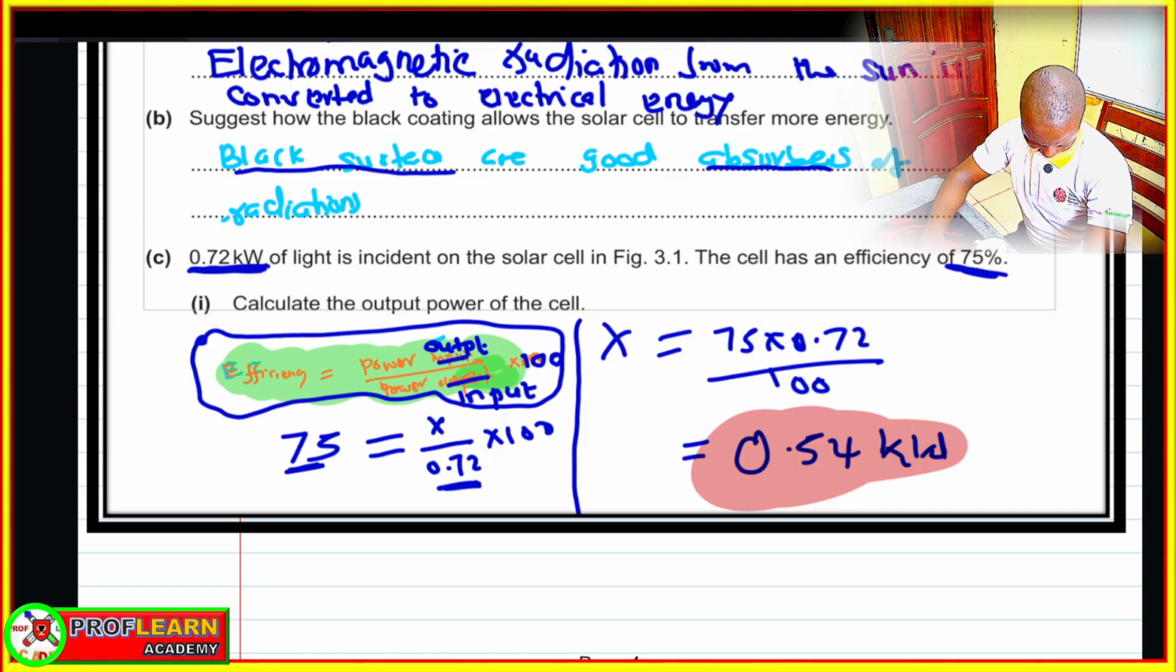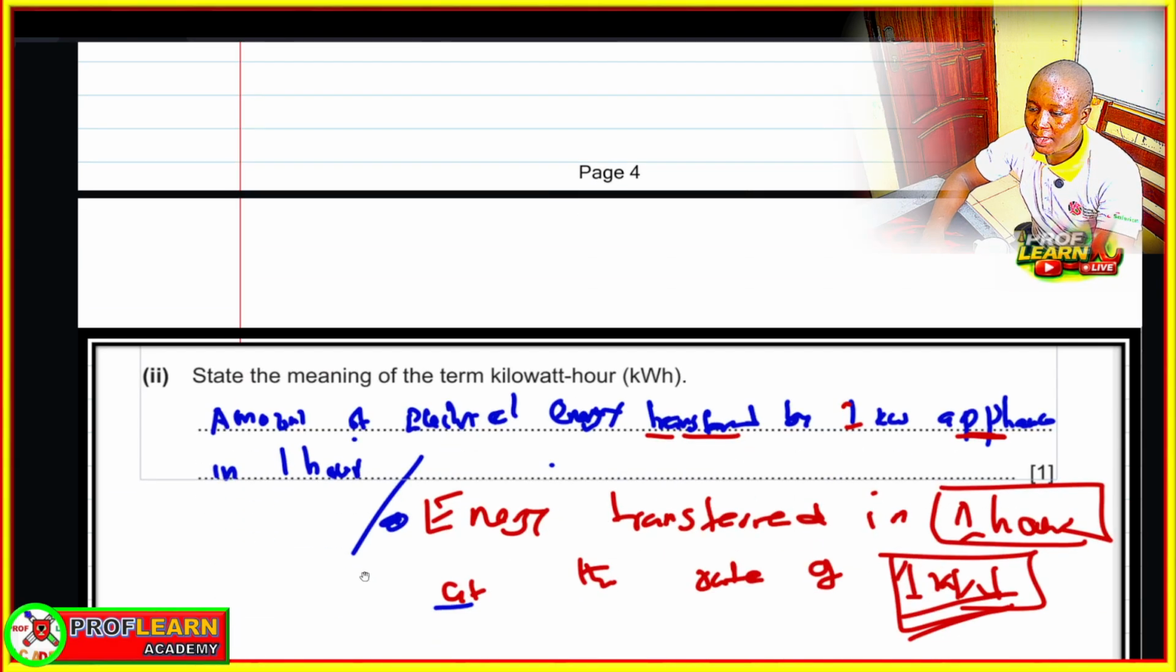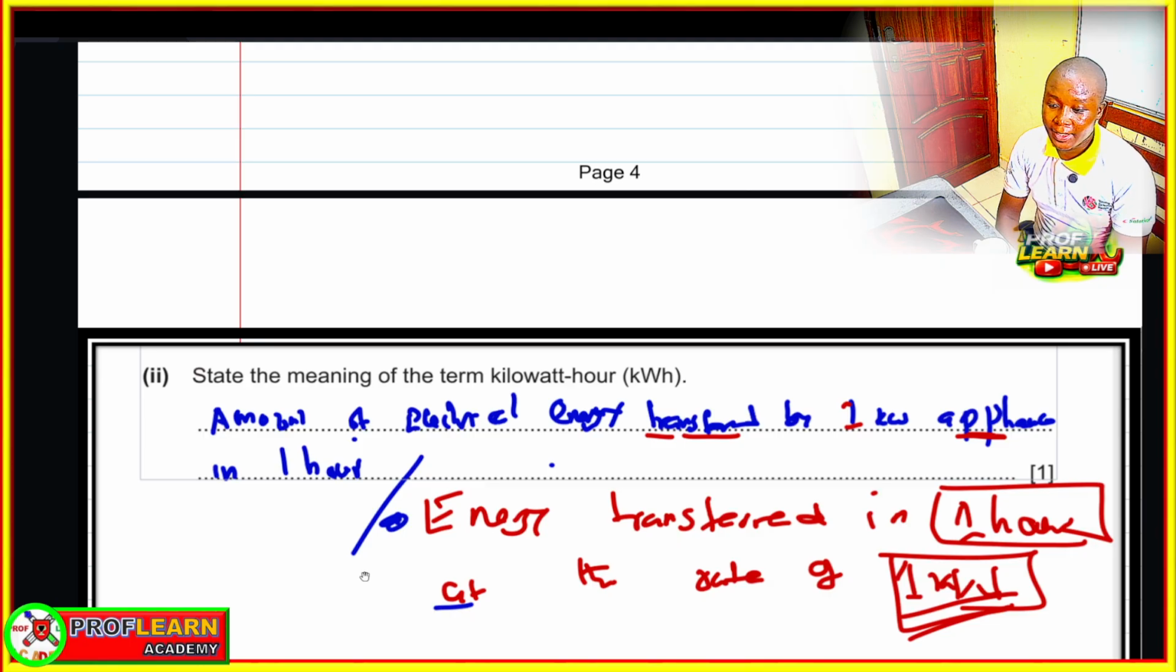So that we can proceed to the next part, let's move down so that we can see what else the candidates were asked to respond to. State the meaning of the term kilowatt hour. Most students really find it challenging to answer this question. We are going to say here, this is the energy transferred in 1 hour. 1 kilowatt hour is the energy transferred in 1 hour at the rate of 1 kilowatt.